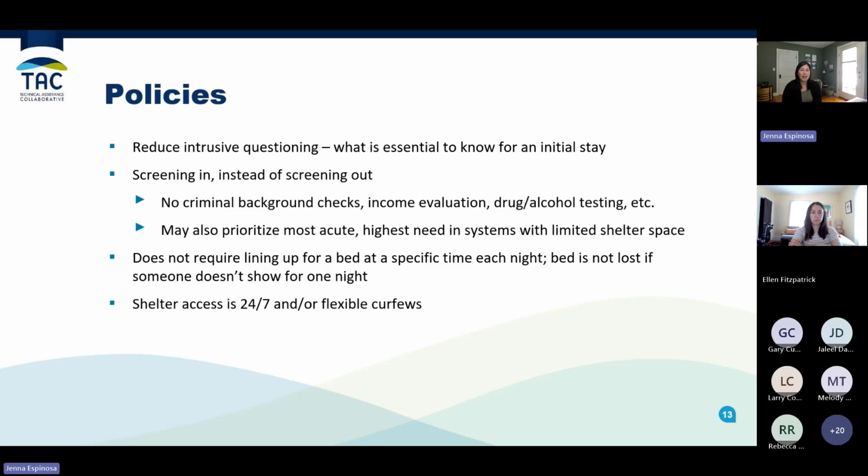And then one concept that low barrier shelters and organizations that advocate for low barrier shelter have said is an absolute need in a community is shelter access being 24/7 and/or having flexible curfews. I think many of you from experience, and I know for me, crisis often happens at night. It really does not happen as much during the day. It just kind of works out that way. And so having that access be 24/7 can be incredibly helpful.